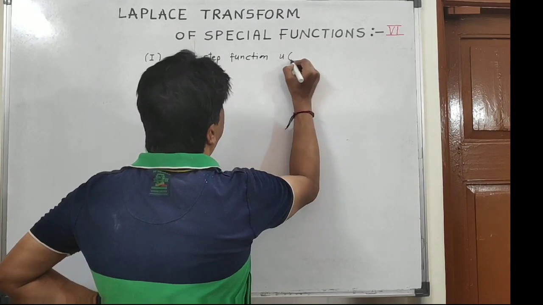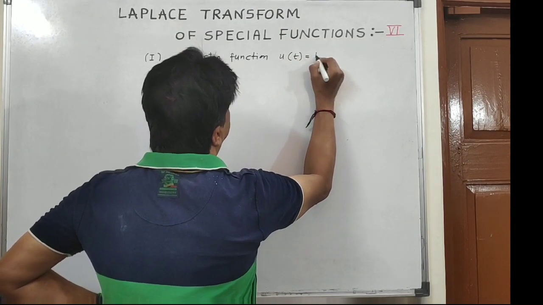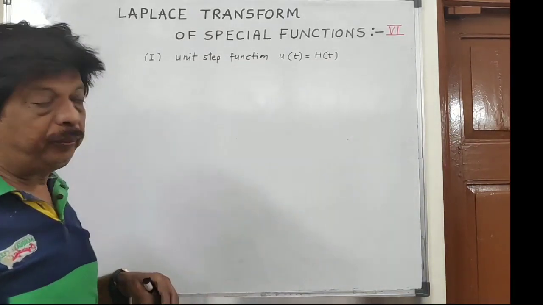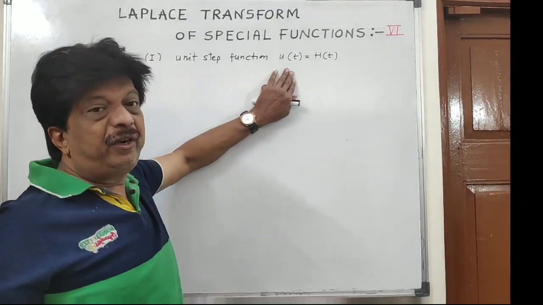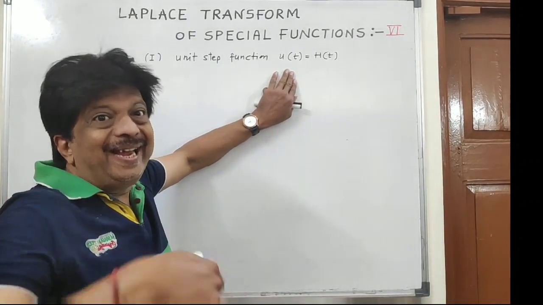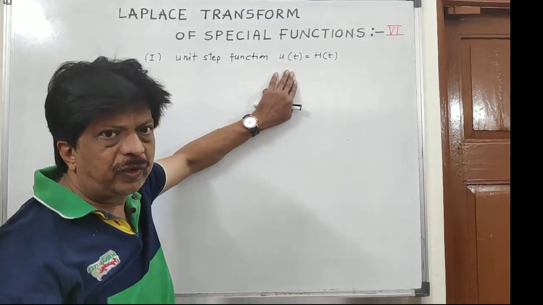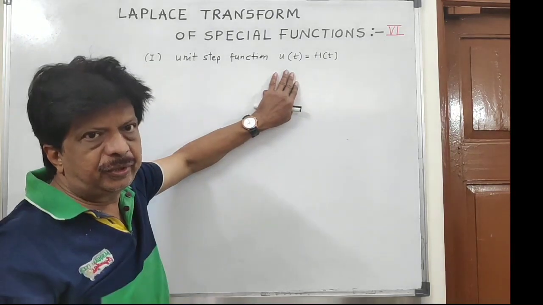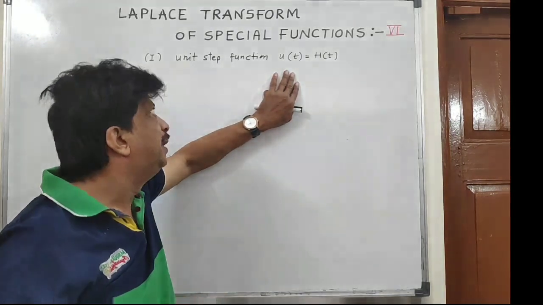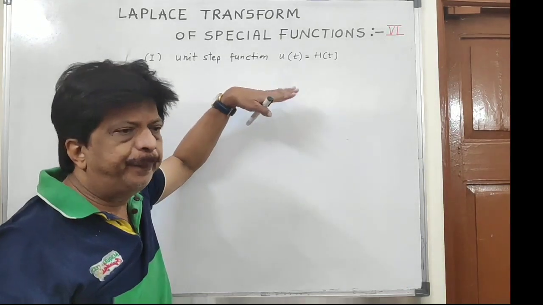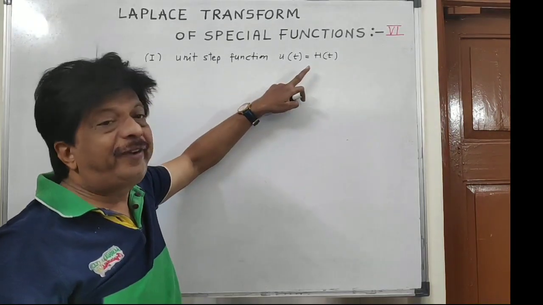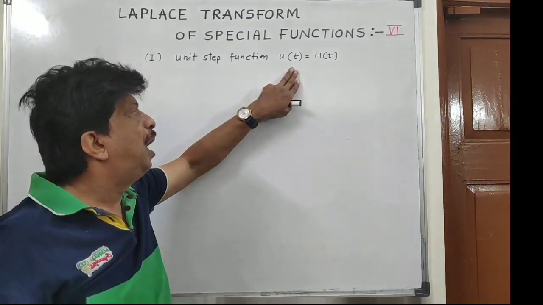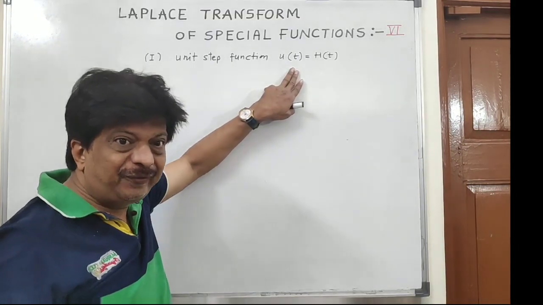U of t, say, or h of t. It is also referred to as the Heaviside's unit step function. It was first introduced by the British physicist Oliver Heaviside. That is why the name is given after him. H of t, many authors denote them as U of t. How has he defined this function?